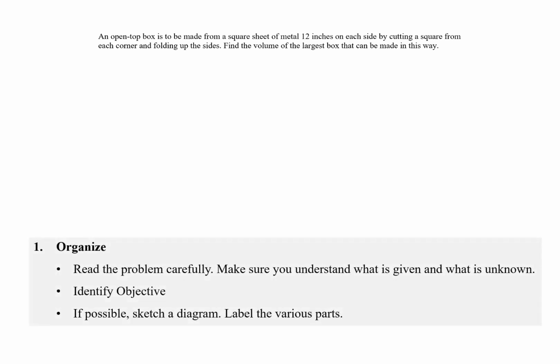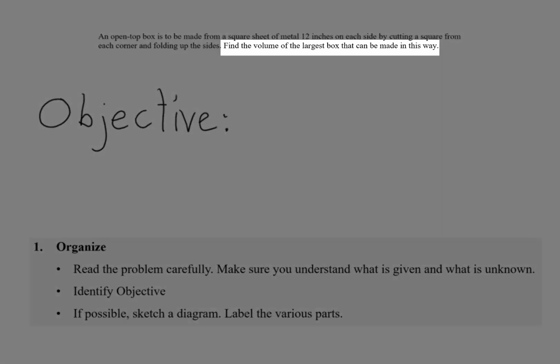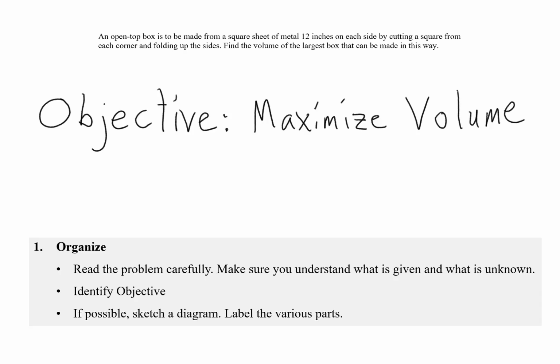Here's another geometric type optimization problem for us to work with. Step 1, go ahead and read through the problem to make sure you understand what we're building. Let's determine the objective. We're asked to find the volume of the largest box that can be made, so we are maximizing volume. And now we want to draw a picture.